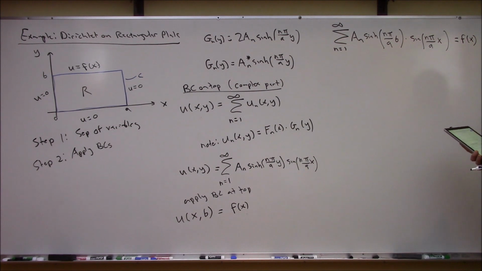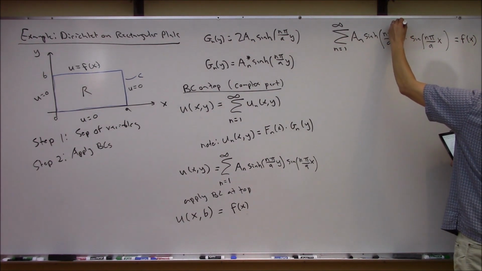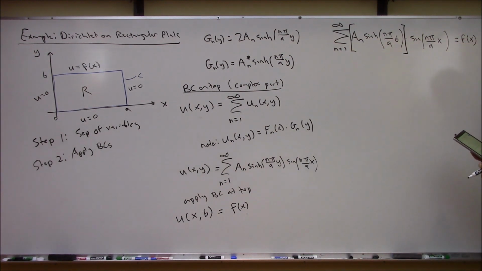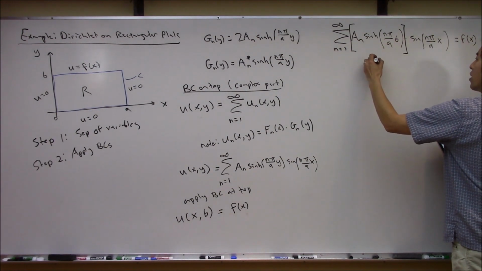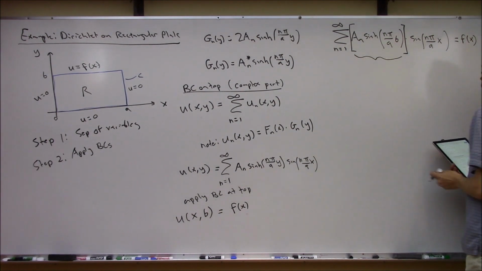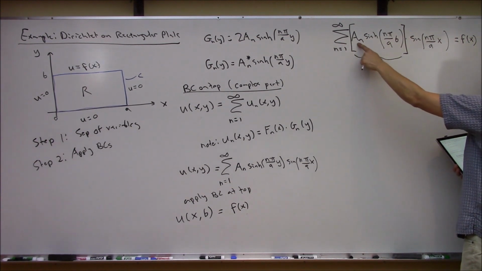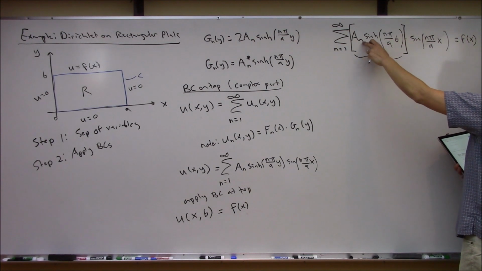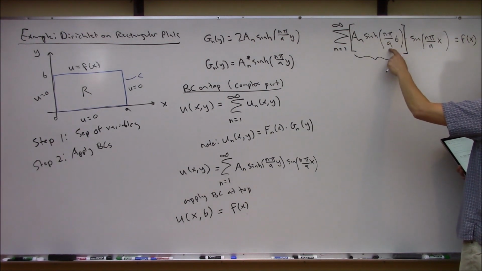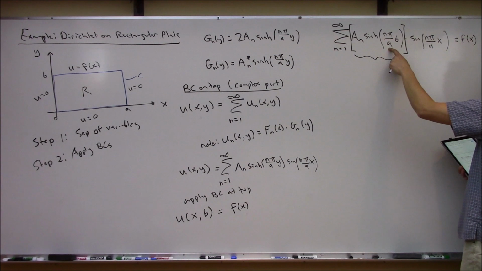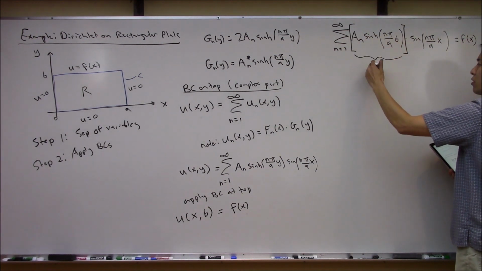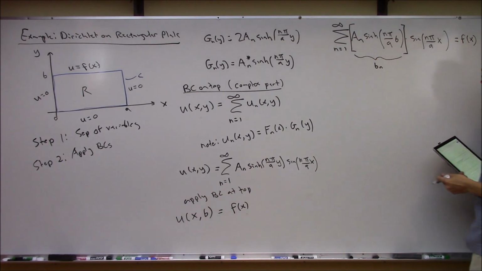Maybe let me put this term in brackets here. Let's call this whole thing in brackets just some constant. If you look at this long enough, a_n is just some constant, but maybe we get a different a for every n. And this whole thing is a number: pi is a number, the width is a number, the height is a number, n is a number. So this whole thing is a number. Maybe let's call this thing little b_n.